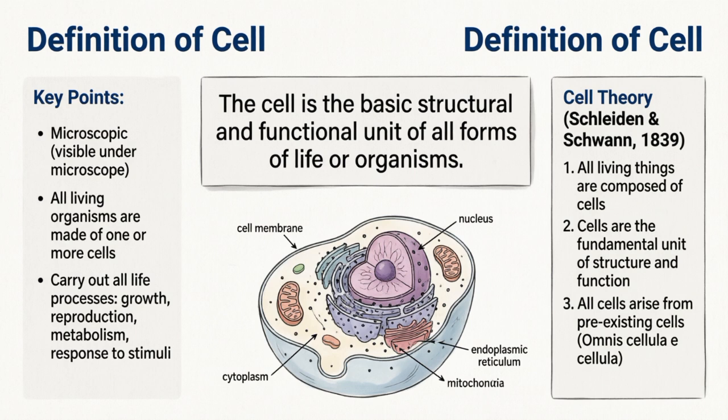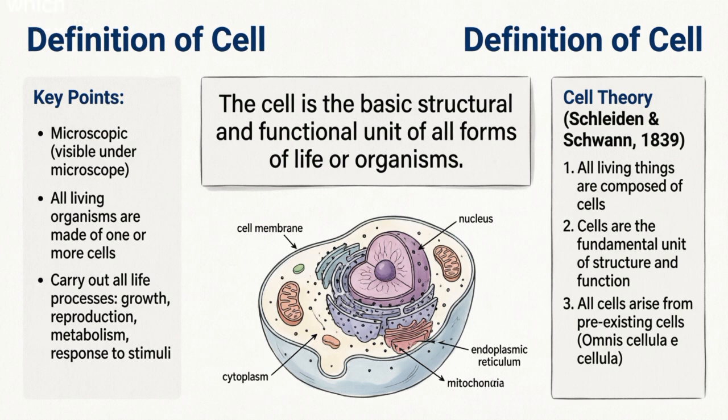The animal cell structure. Now let us look at how a cell is built. In the center of the slide, we have a detailed diagram of a basic animal cell. Let us identify the key parts. Surrounding the entire cell is the cell membrane, which acts as a protective barrier, controlling what enters and exits. Inside, filling the space, is the cytoplasm, a jelly-like substance that holds the organelles in place. The large purple structure in the middle is the nucleus.